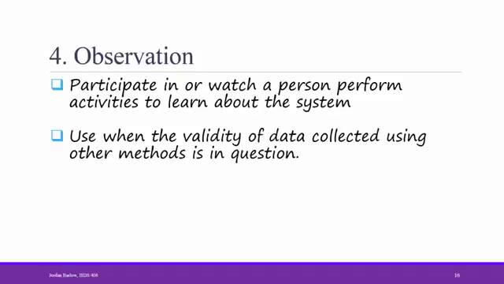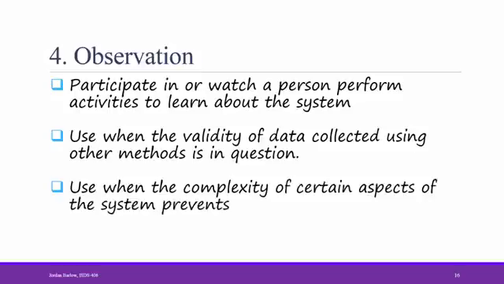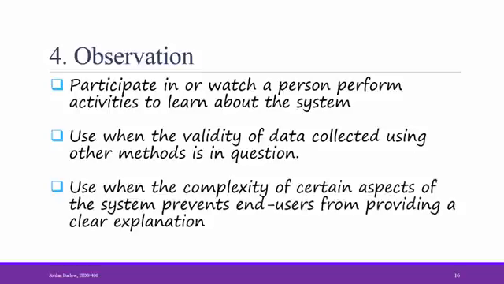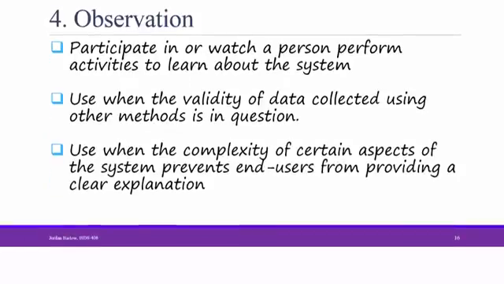Sometimes people have a hard time explaining things or don't even realize all the key details of their work. If you ask them in a questionnaire or an interview how long something takes them to do, they might have a hard time estimating it, and you'll get a better idea by actually observing them. Use observation when the complexity of certain aspects of the system prevents end users from providing clear explanations.